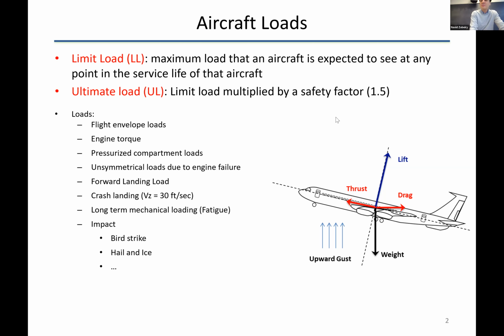Any questions on the types of load? Again, LL is limit load, the maximum load that the structure will see. UL is the ultimate load. When you take that limit load, you multiply it by a safety factor, which is 1.5 for our case.